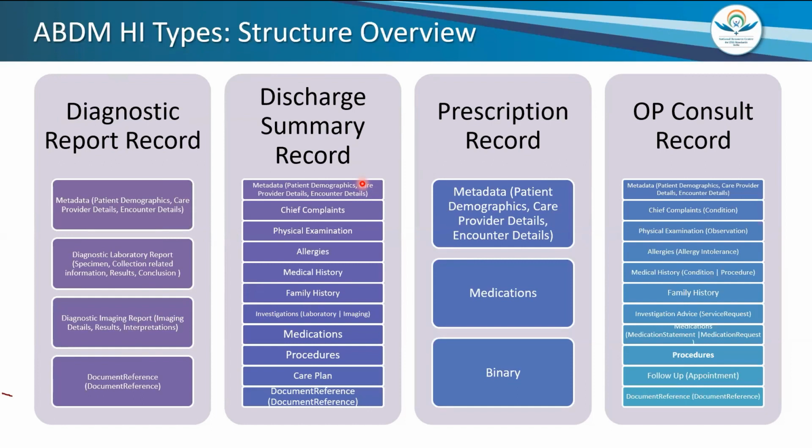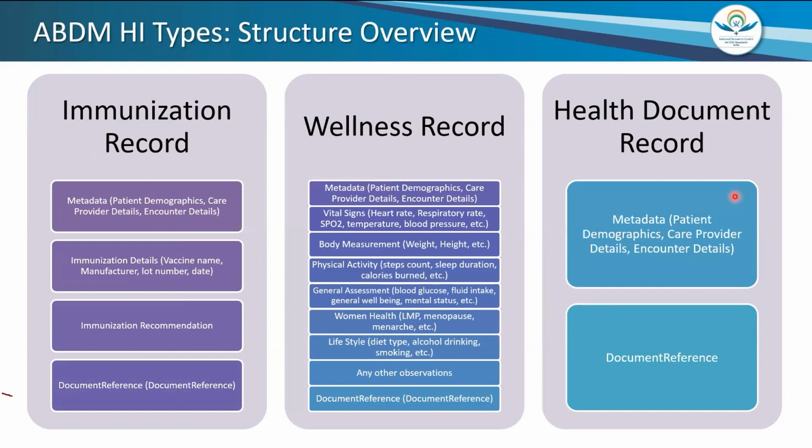The prescription record is generated for the outpatient encounter, and a consultation note is also generated at the same time. Then we have the wellness record. Sorry, the immunization record, which records whatever immunization is administered, and it also has the provision to upload a certificate associated with it. Then the wellness record is for the use case where we are monitoring our health at home using some devices.